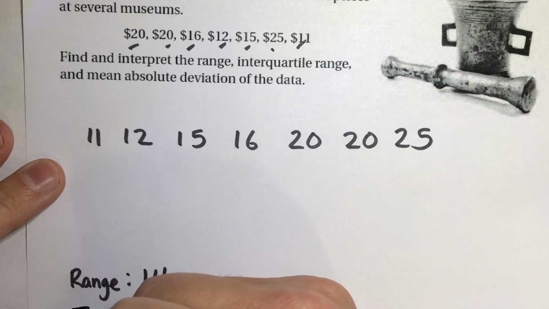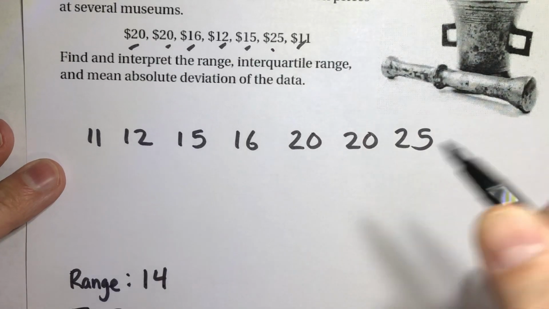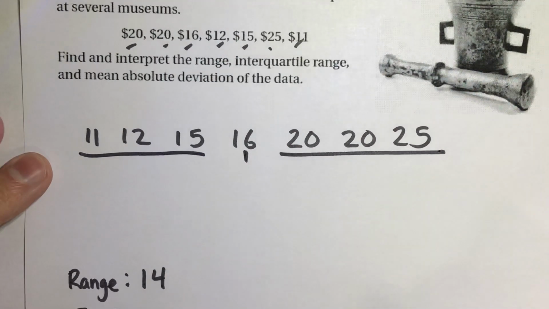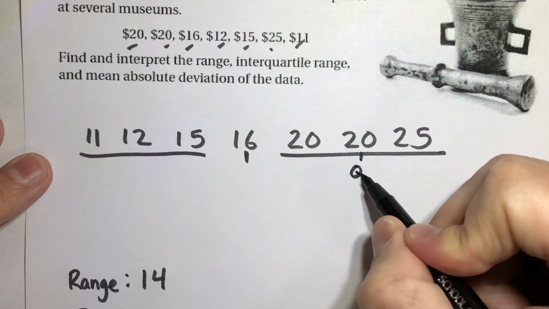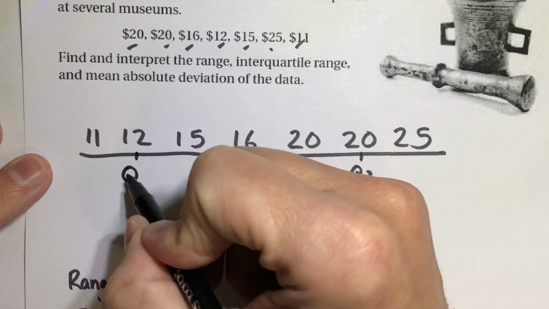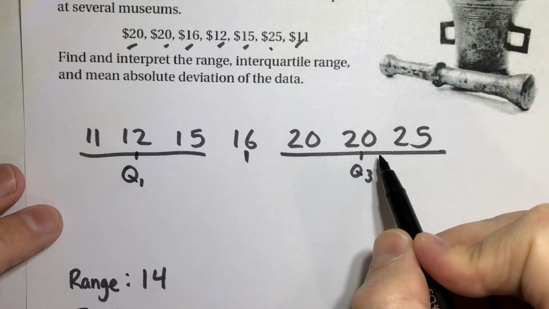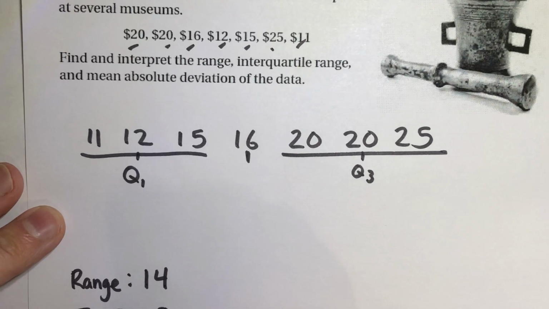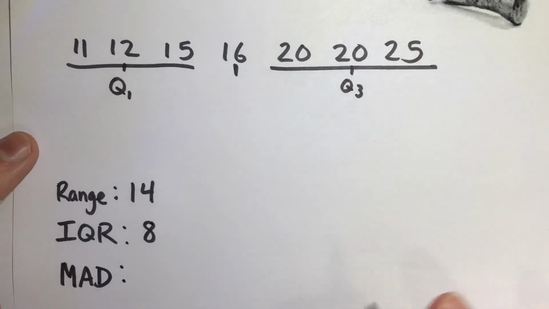All right. I can find my interquartile range by recognizing that this is the middle of my data. So this is my upper half. This is my lower half. This would be quartile 3, and this would be quartile 1. And so if I subtract quartile 3 minus quartile 1, I get an interquartile range of 8. Now, finding the mean absolute deviation might make you mad because it takes so long.